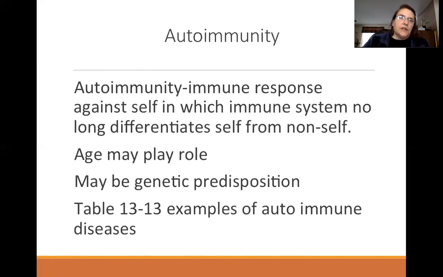All right, autoimmunity. This is an immune response against the self, in which the immune system no longer differentiates self from non-self. Age may play a role in this. This tends to happen as you age. It also may have a genetic predisposition. Table 13-13 has examples of autoimmune diseases. Since this is in the slide presentation, I would highly recommend that you look at table 13-13. I'm just saying.